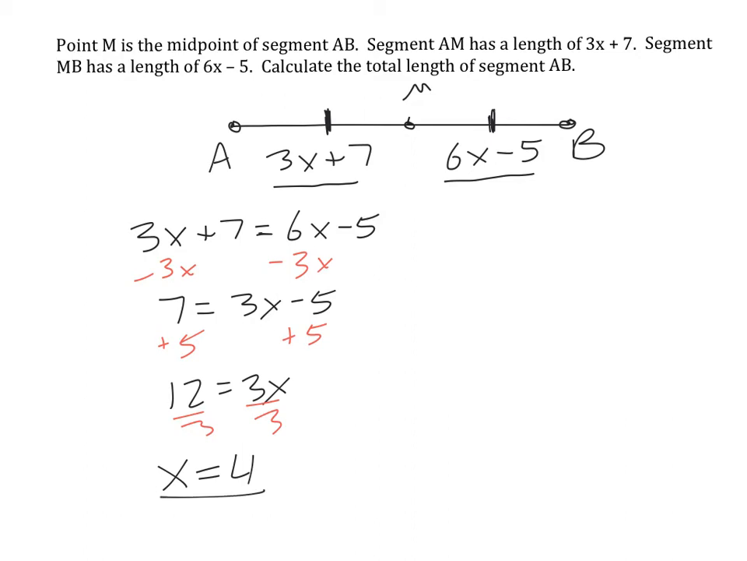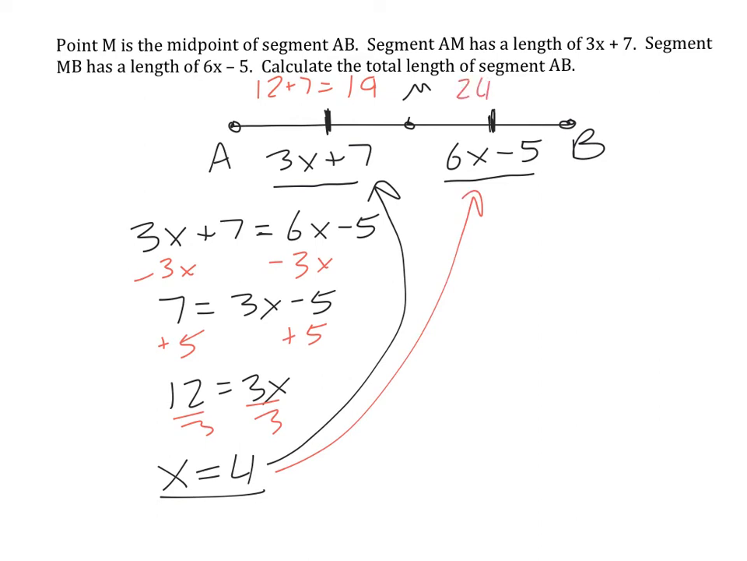So I'm going to take this x, I'm going to plug it into these lengths. So if I plug in 4 to this equation, 3 times 4 is 12, plus 7 is 19. So this length is 19. And if I plug x in for this segment, 6 times 4 is 24, minus 5 is 19. Now this should not be surprising. This is actually a good check for ourselves, because if this is truly the midpoint, these segments have to be equal, and in this case they are.